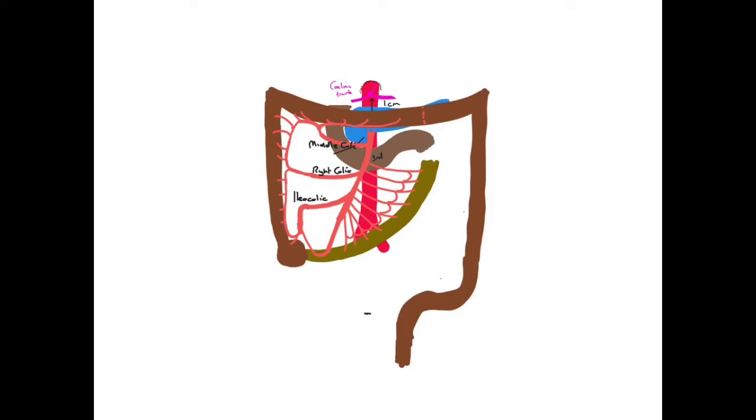So that's a very, very basic superior mesenteric artery rundown. And if we look at it in very basic terms, this blood supply to the midgut has some main branches, really the ileocolic, the right colic, and the middle colic branches. So let's go on and talk about the blood supply to the hindgut.